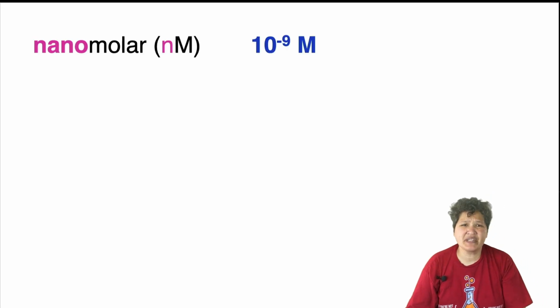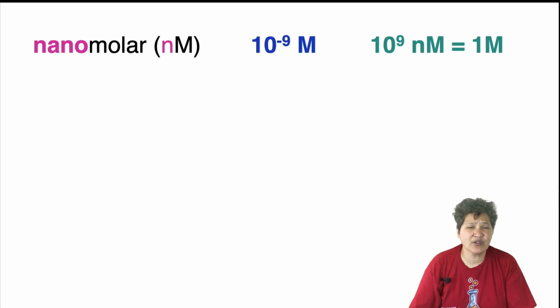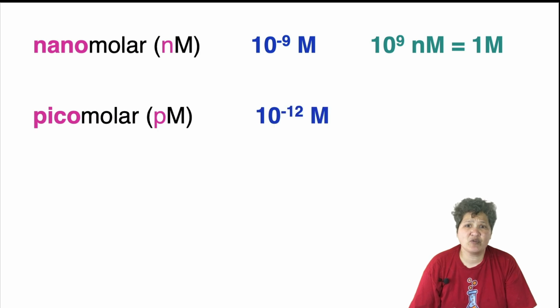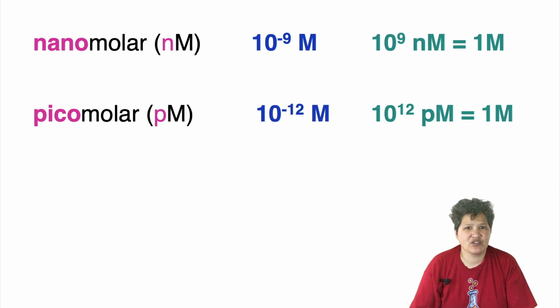Nanomolar would be 1/1000th of a micromolar, 10 to the 9th nanomolar equals 1 molar. Picomolar would be 1/1,000,000th of a micromolar, 10 to the 12th picomolar equals 1 molar. At this point, you might be thinking, Dr. Robin, there's no way anyone could possibly measure anything at the nanomolar or picomolar level. I promise you, you can. Almost all of the measurements I did for my doctoral research were nanomolar concentrations, and my lab mate Kelly was measuring a different analyte at picomolar concentrations.